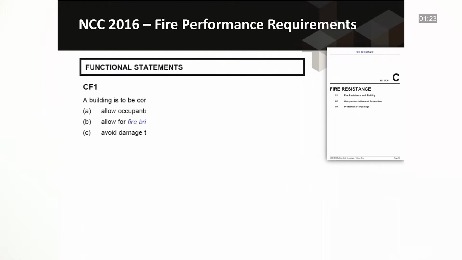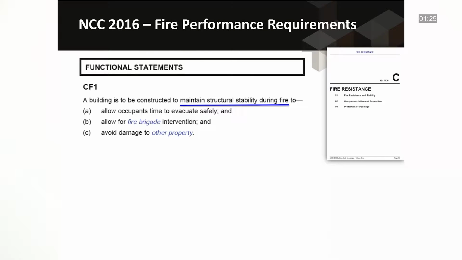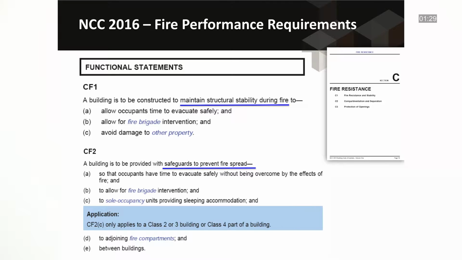Section C has two functional statements. CF1, requiring a building to be constructed to maintain structural stability during a fire, and CF2, to provide safeguards to prevent fire spread. Both of these will allow occupants time to evacuate safely, allow for fire brigade intervention, and avoid damage to other people or property.